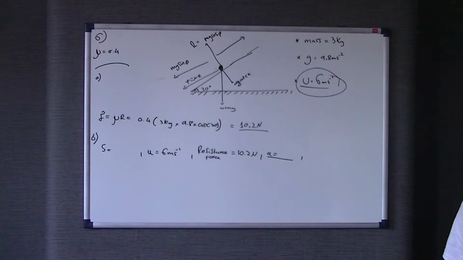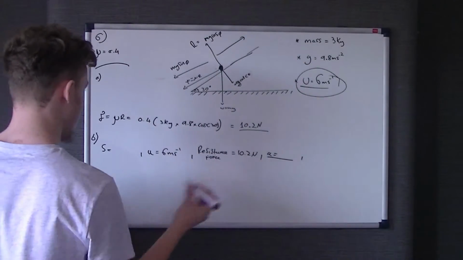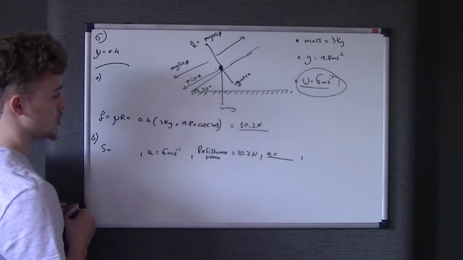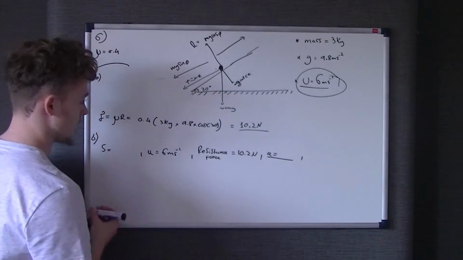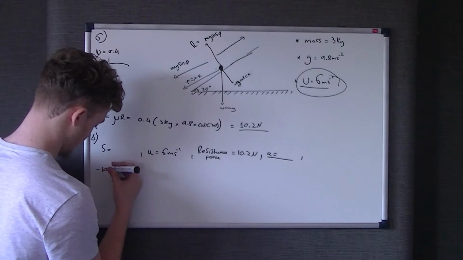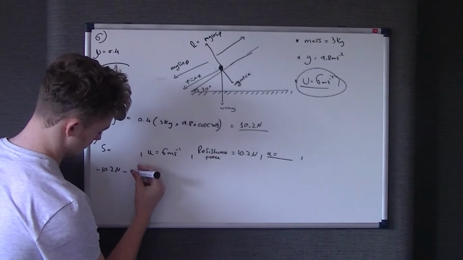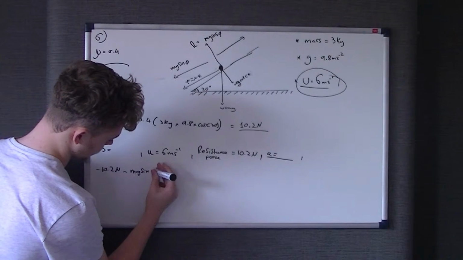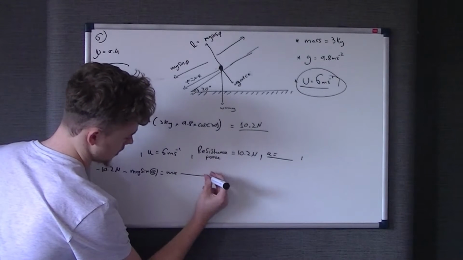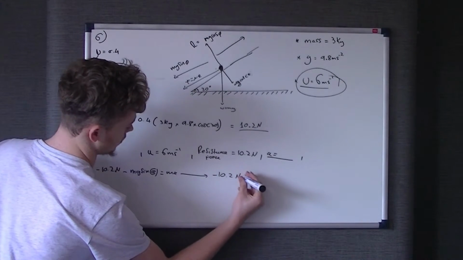So as we said, what we'd normally do is mg sine theta take F equals mu R. But because they're acting in the same direction, we're going to take them away from each other. So it's going to be minus 10.2 newtons, because it's acting in the opposite way to how it would normally, take mg sine theta, and that is equal to the mass times the acceleration. So we're still doing what we know, minus 10.2 newtons, which is F equals mu R.